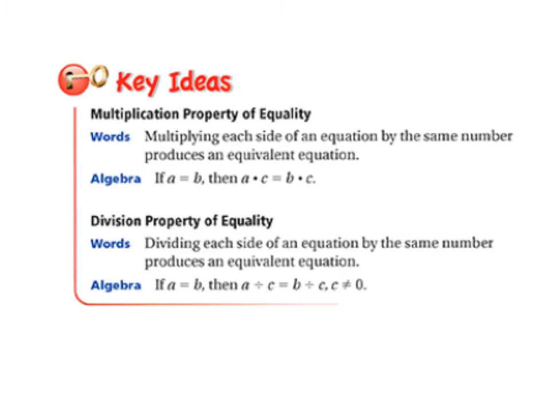And the division property of equality is almost exactly the same thing. It says dividing each side of an equation by the same number produces an equivalent equation. If A equals B, then A divided by C equals B divided by C. But remember that you have to write this part, that C cannot equal 0, and that's because we can't divide by 0. Because if we try to divide by 0, our answer is undefined. So be sure you write all of that down very carefully.